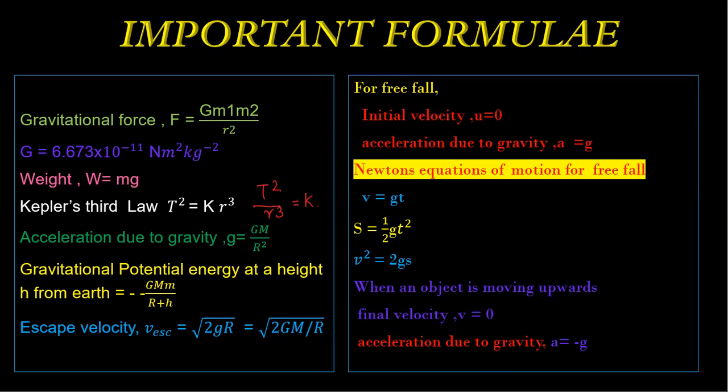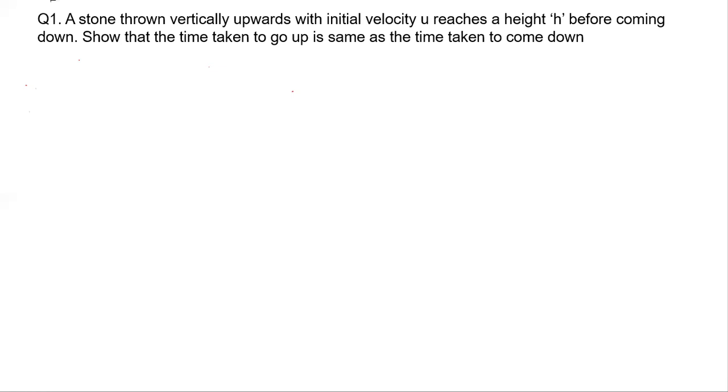Let us start with the first question. A stone thrown vertically upward with initial velocity u reaches a height h. That means a stone is thrown vertically upward. Okay, it reached a height h. So I told you, if the object is thrown upwards, its final velocity will be 0. Okay, before coming down, show that the time taken to go up is the same as the time taken to come down.